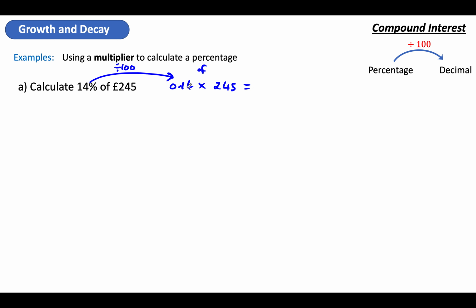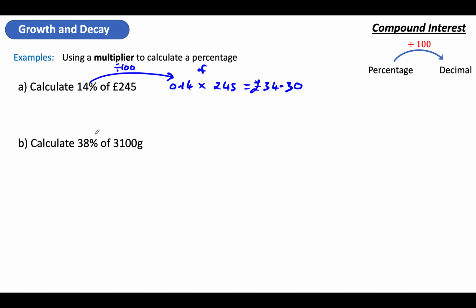Here in this case, 0.14 times 245 equals 34.3. And because it's money, I need two decimal places for the pence. That's what I want you to do. I want you to change them into decimals, and then multiply it across.